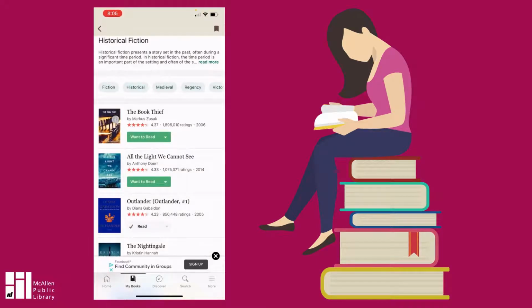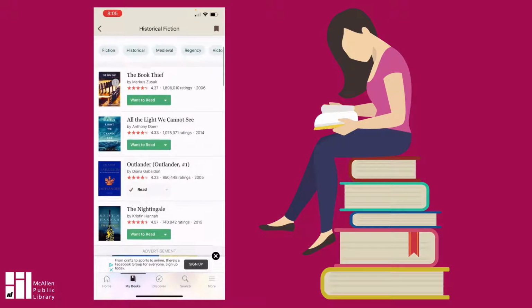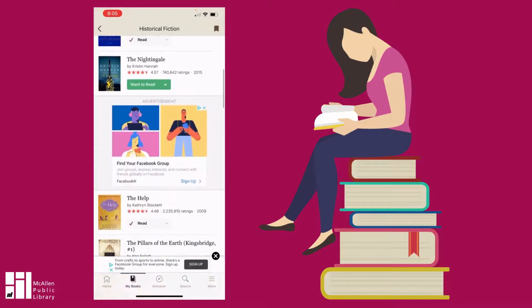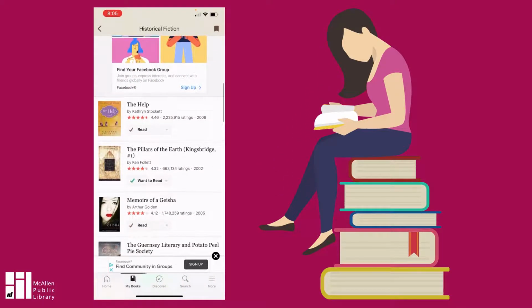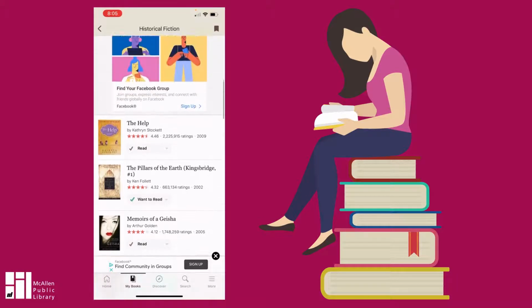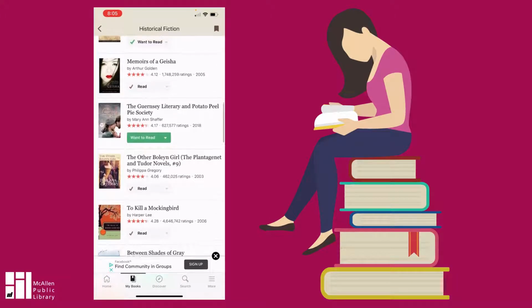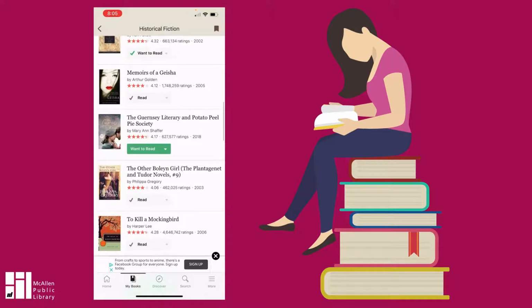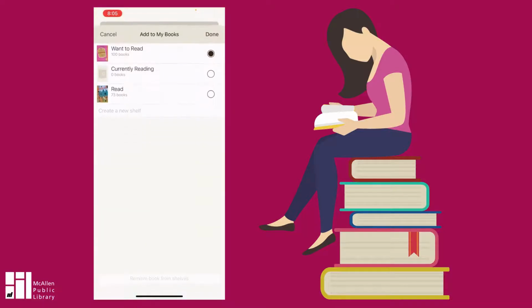So like, let's see, this is the historical fiction genre. So like, let's say, for example, I wanted to read the Guernsey Literary and Potato Peel Pie Society. You can go to Want to Read, and it'll add it to that list. Or if you tap on the little arrow, you can add it to one of your other lists.